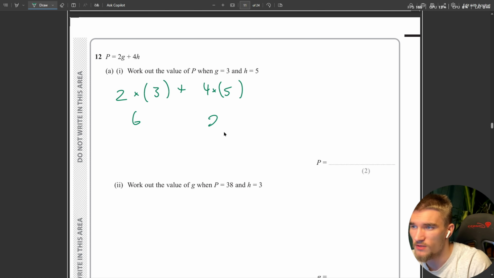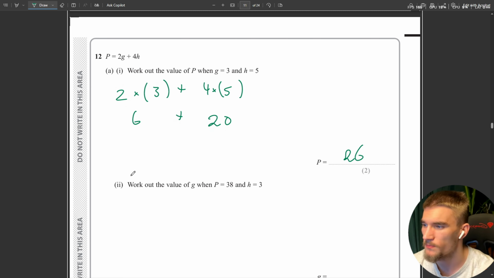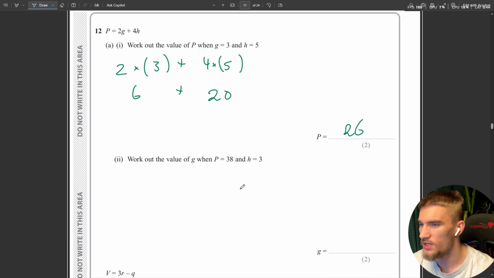4 times 5 gives me 20. So I'm just going to do 6 plus 20. So P must be 26. Work out the value of G when P is 38 and H is 3.